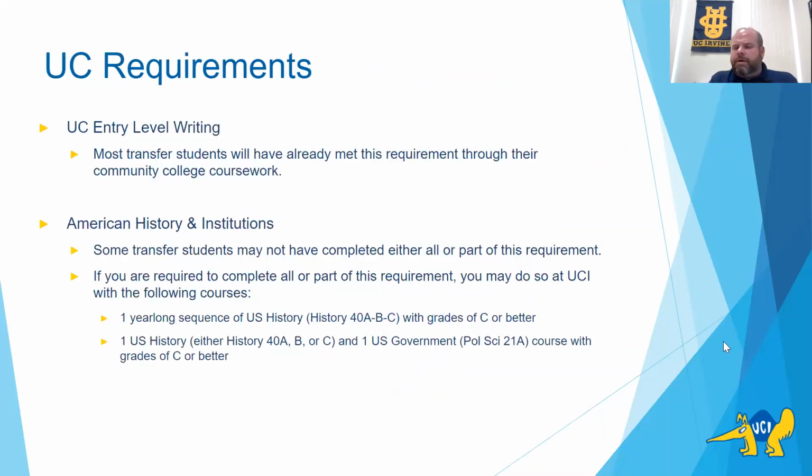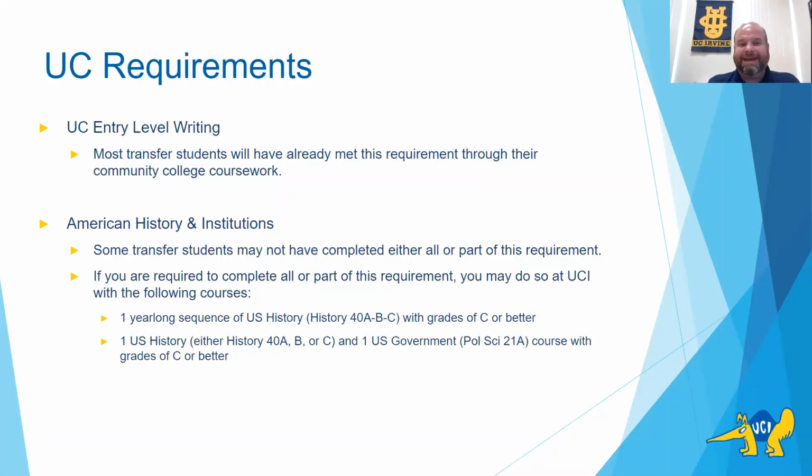So the first thing we're going to talk about are UC requirements. Now you're going to see a couple of points there. Basically, the first one is UC entry-level writing. That is typically satisfied by all transfer students before they enter UCI, because all transfer students have to have at least a transferable English composition course. So that one is typically satisfied by every transfer student. The next part may be entirely satisfied by certain students, or you may have one, you may have the other, or you may have neither of them, right?